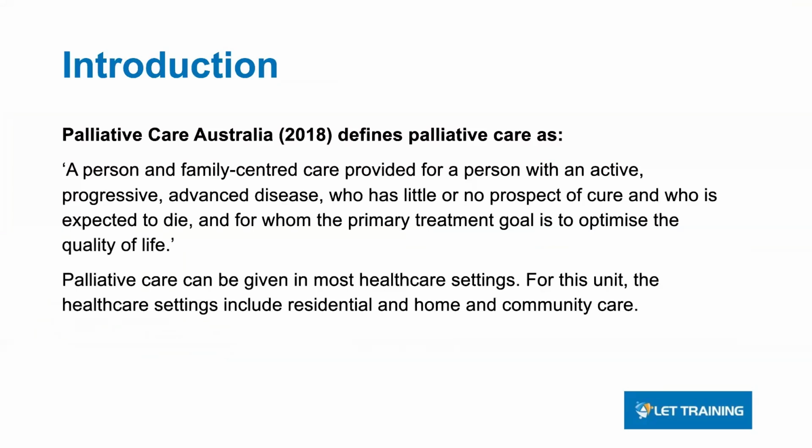Palliative Care Australia 2018 defines palliative care as a person and family-centred care provided for a person with an active, progressive, advanced disease who has little or no prospect of cure and who is expected to die, and for whom the primary treatment goal is to optimise the quality of life. Palliative care can be given in most healthcare settings. For this unit, the healthcare settings include residential and home and community care.